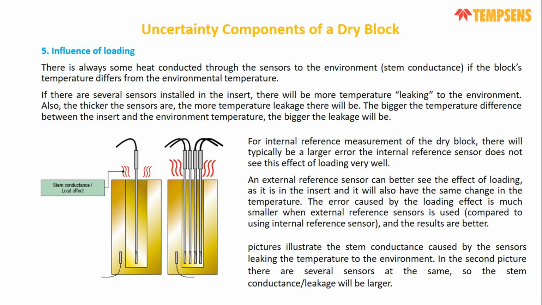So what happens is, if the number of sensors is more, or you are using thick sensors, then the losses will be more. This is a significant error you will get for the dry block temperature calibrator. If you are using many sensors at a time, or a very thick sensor at a time, then you will get a very big margin of error. We call it a loading effect on your readings.